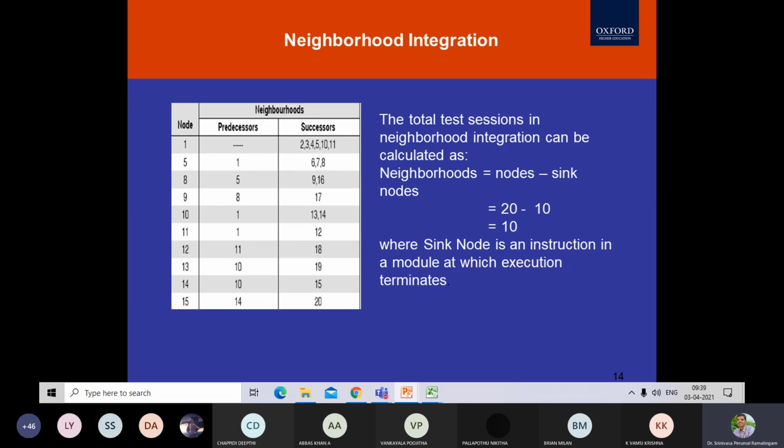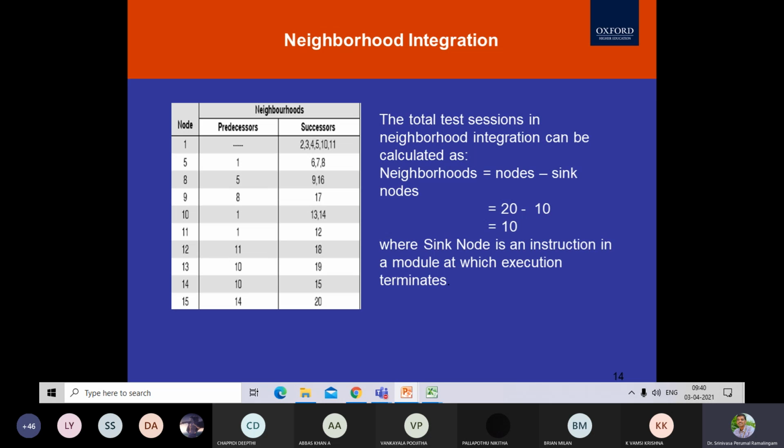Any doubt on that? So the neighborhood is 10 neighborhoods, 20 minus 10. That means we need to combine 10 times, so finally we'll get an integrated one. We need to integrate the neighbors 10 times. So the total number of sessions in neighborhood integration is 10.